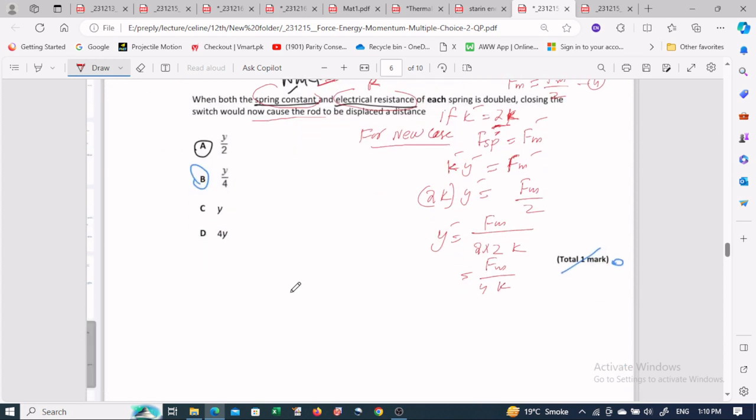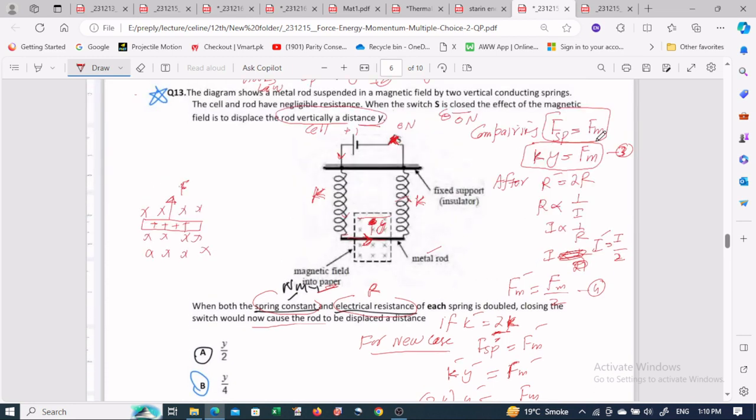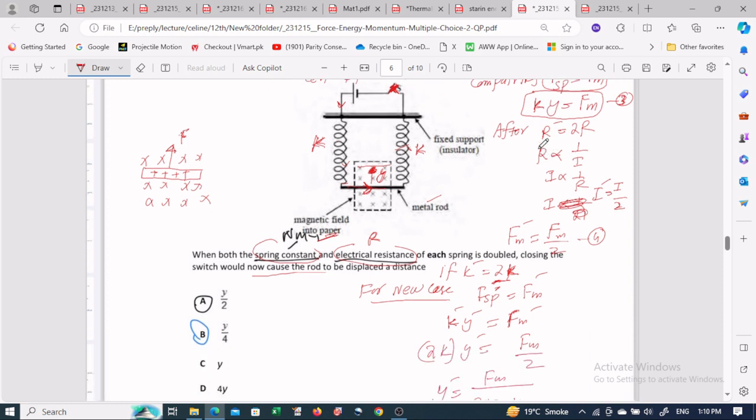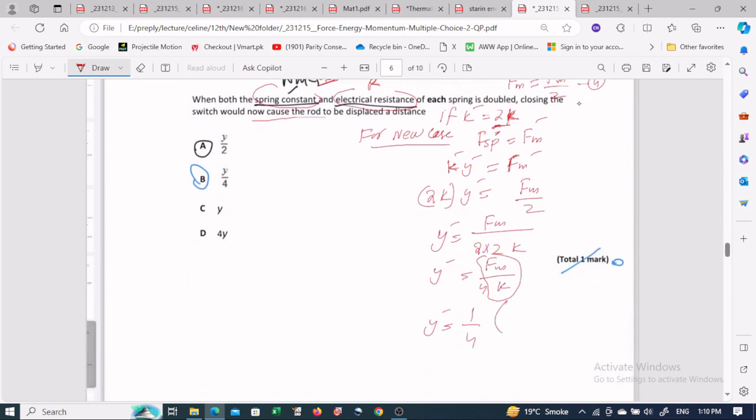Okay, now we know that y dash is equal to 1 over 4 times F over k. We can see that Fm over k is the original y, because ky is equal to Fm, so y is equal to Fm over k. So the original extension is Fm over k, that is y, so it means y dash must be equal to y over 4. So option number 2 is the correct option.